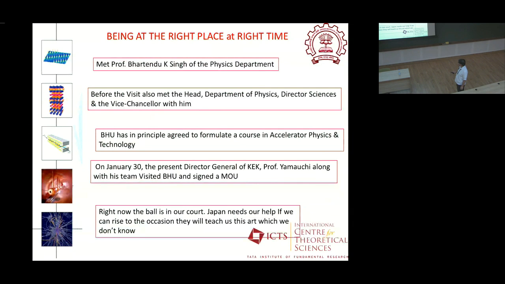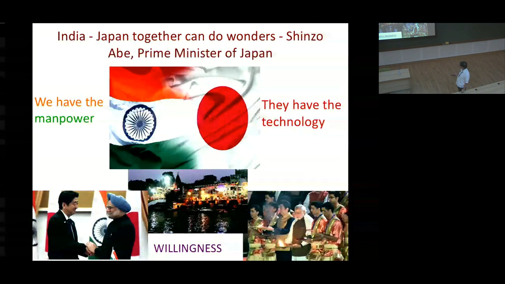So right now I would say the ball is in our court. Japan needs our help. They want to go ahead with ILC. If we can rise to the occasion, they will teach us this art which we don't know. Very rarely is there such a thing, but even at the political level, there is great comradeship, and we have the manpower, they have the technology, and there is willingness. So I think it could work.